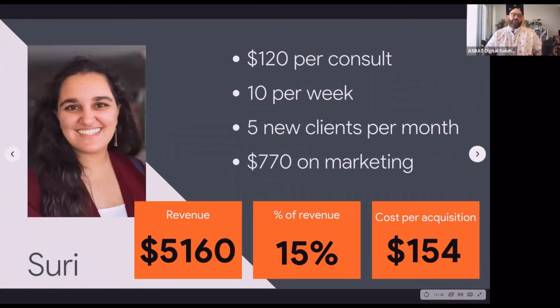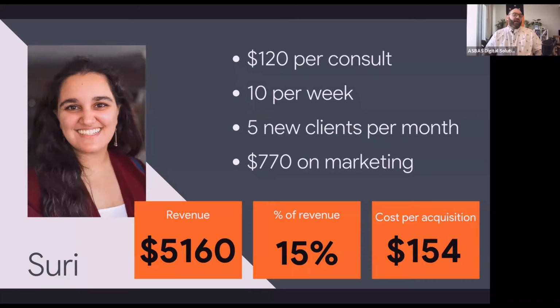Suri is a little bit cheaper than Nilesh. She's $120 per consultation, but she's pumping out 10 of these a week, so 2 a day over a 5-day week. And she still takes on that 5 new clients a month. But she's spending a lot more on her marketing. In fact, probably twice the amount. Instead of $350 a month, she's spending $770 per month.